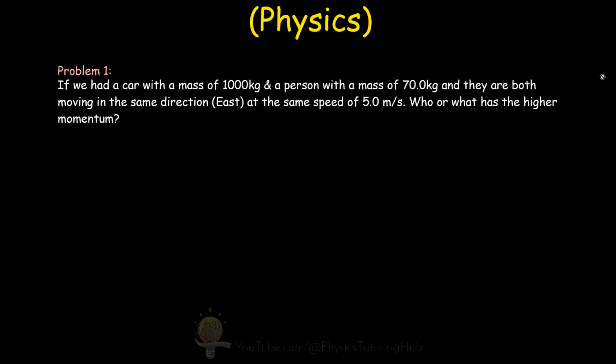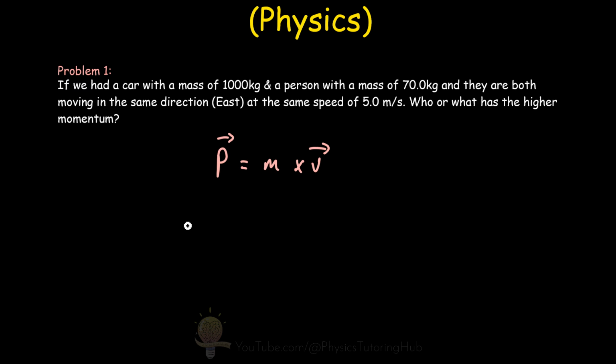So if we had a car with a mass of 1,000 kilograms and a person with a mass of 70 kilograms, and they're both moving in the same direction, for example, moving towards the east, and they're moving at the same speed of 5 meters per second, who or what has the higher momentum here? Well, we can use our equation for momentum to find the momentum for the car and for the person.